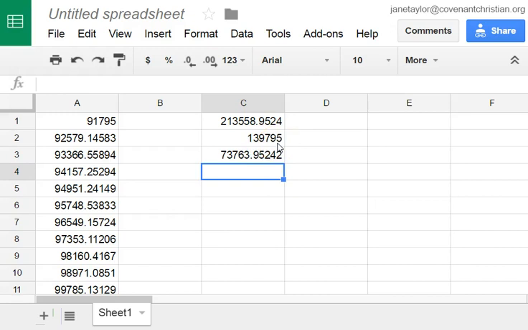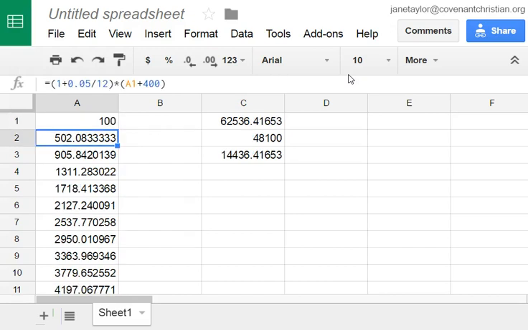Now what's really cool about this is if I don't change the interest rate or the monthly addition of $400, let's say, what if I only started out with $1,000 instead of $91,795, and each month I saved $400 and I had this interest rate. So if I just change this to 100 and push enter, everything changes. So this now tells me that I would end up with $62,536.42 at the end of 10 years.